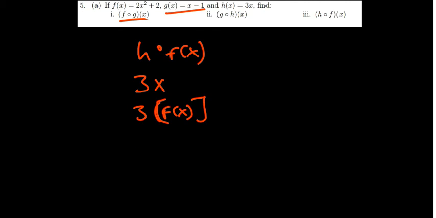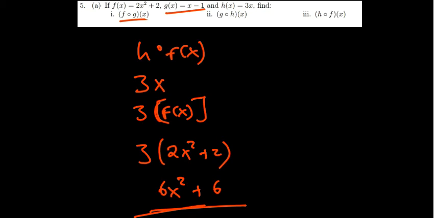And then finally, for the last one, we have h of f of x. So our function we're considering is the first one, which is h of x, which is 3x. Now where is x? We are putting f of x. So f of x is 2x squared plus 2. So we have 6x squared plus 6. As simple as that is.